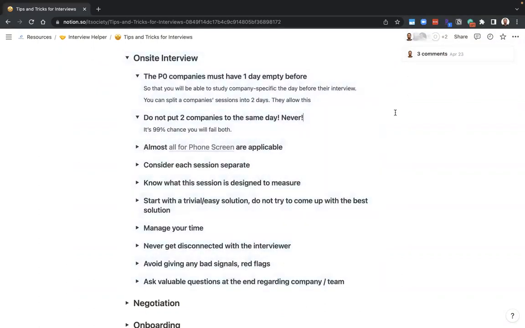Thanks, Mujahid. Another scheduling hint is do not put 2 companies on the same day. This is obvious, but I'm saying never, even if this is not a P0 company for you. If this is not a very important company for you, don't, because both of them will fail. The human brain has limits, right? 3-4 sessions makes 3-4 hours.